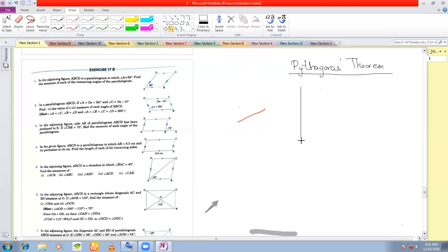If you have a right angle triangle ABC, suppose it is right angled at here. Here is a 90-degree angle. Then in this right angle triangle, opposite to this right angle, you see which side? Opposite to this right angle is this side. This side, therefore, is called the hypotenuse. Is it absolutely clear?